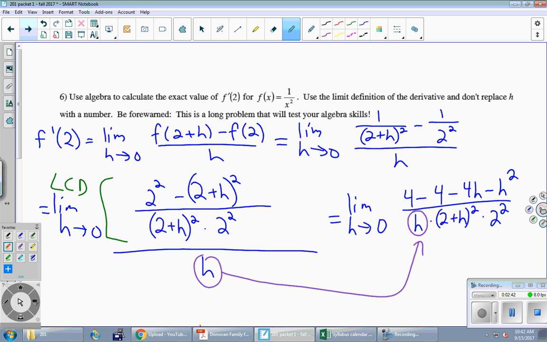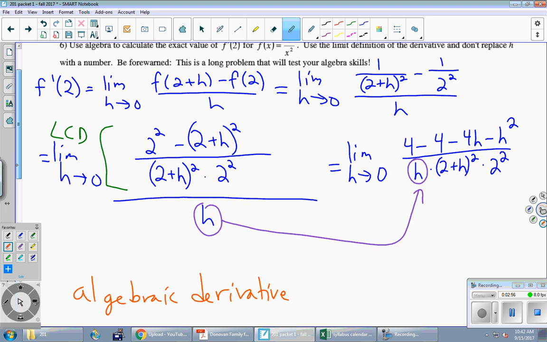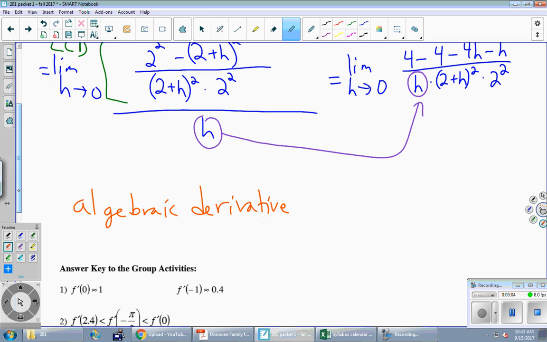But on the very next page, it said, hey, do the same problem, f prime of 2, but this time don't plug in a specific h. Don't pick 0.01 or 0.001. But instead do the hardcore algebra. And so I got it started here. All of the algebra is actually written in the answer key. And at the very end of the day, you are going to get exactly negative 0.25, exactly negative 1/4 here. And this is the algebraic derivative.